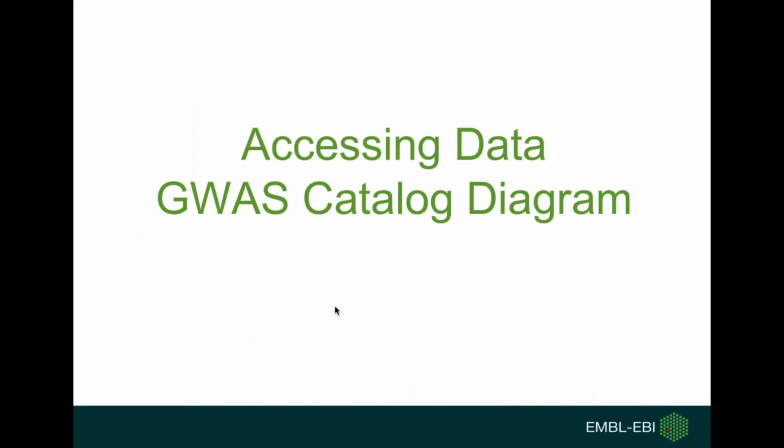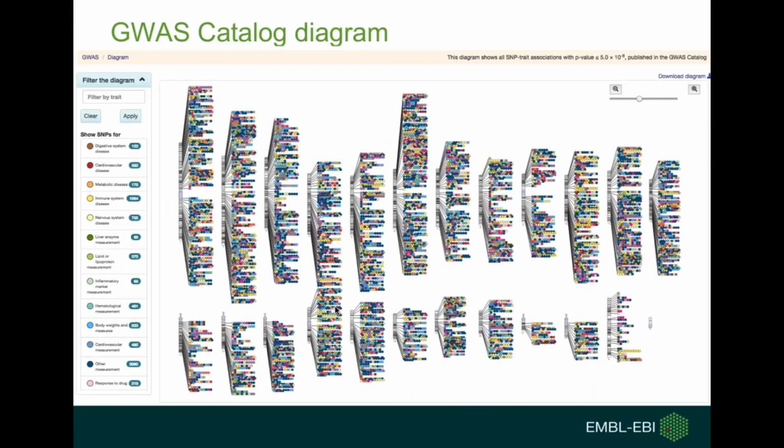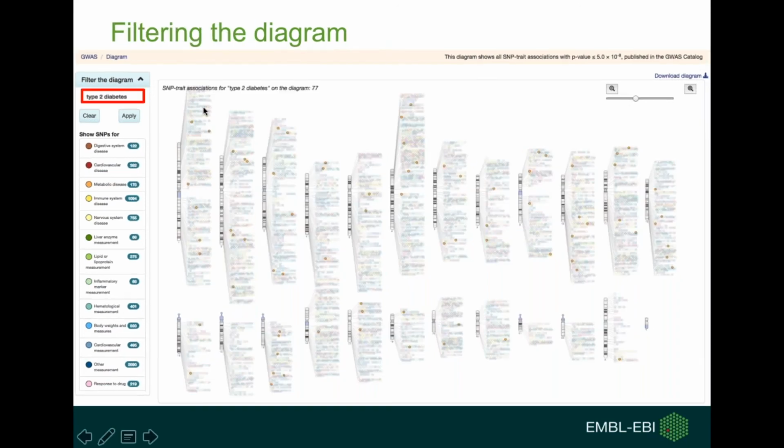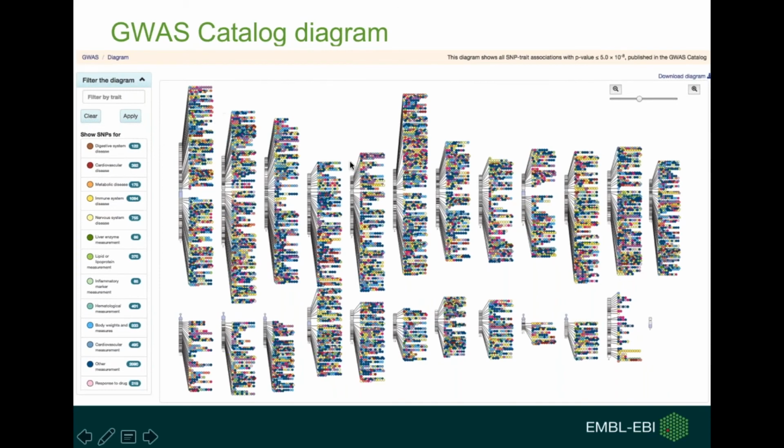You can also access the data through our catalog diagram. This is an interactive diagram using karyotypes. That means that you visualize the data on chromosomes. Each dot represents a different association, and here you can see so many dots. These are all the associations with a level of significance of less than 10 times 10 to the minus 8, and the color represents the different types of traits.